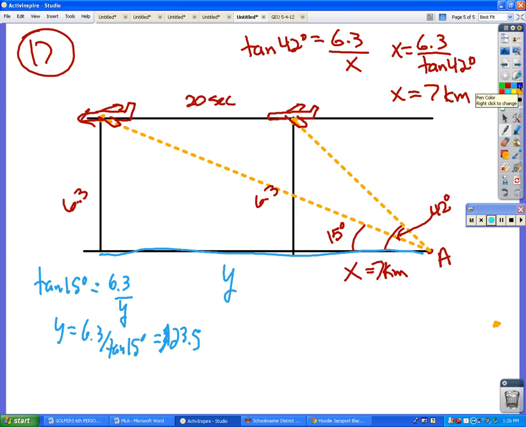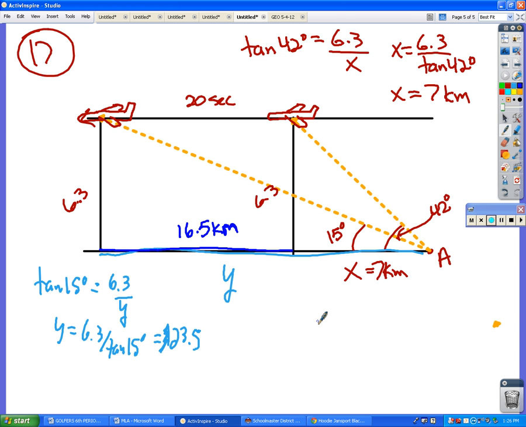Okay, so what did you do with those two numbers? Okay, so if you subtract 7 from that, then that gives you this distance right here, which means the plane in that 20 seconds traveled 16.5 kilometers. Okay, so now we're all set because you know it went 16.5 kilometers in 20 seconds.